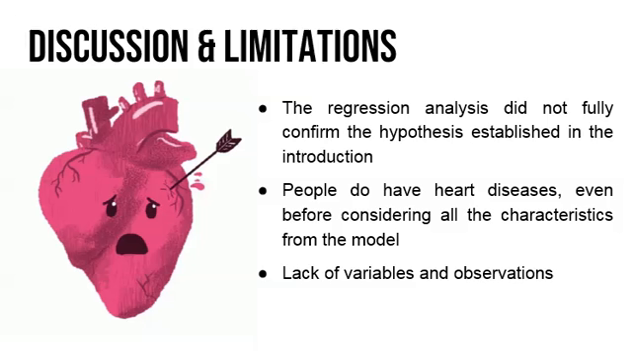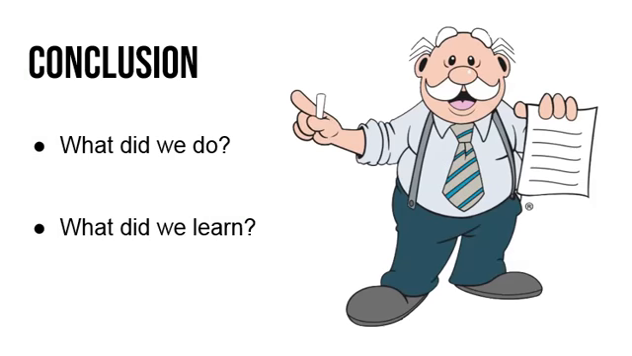From the intercept value, it is established that usually people do have heart disease, even before considering all the characteristics from the model. One limitation was the lack of variables to better describe the implications that cause a heart disease. Compared with this, a large number of observations could have helped to acquire more insightful information. In a nutshell, the project was about the issues that cause a heart disease and to see if, through a regression model, I could assess when it would happen before it happened.